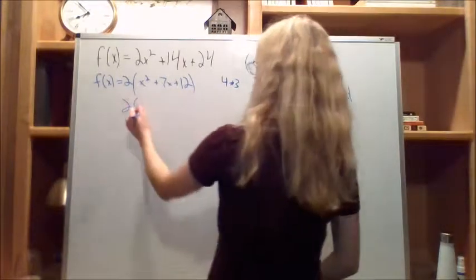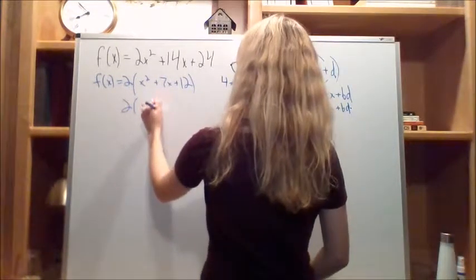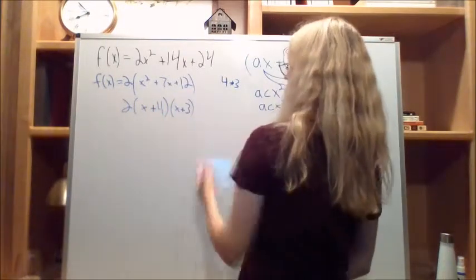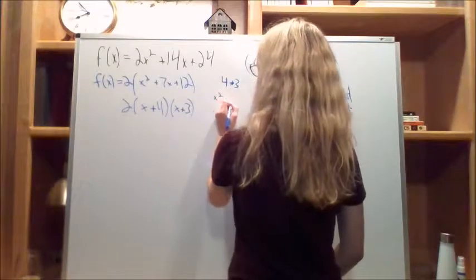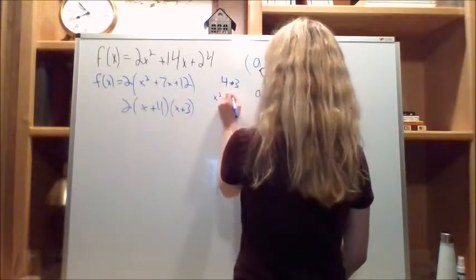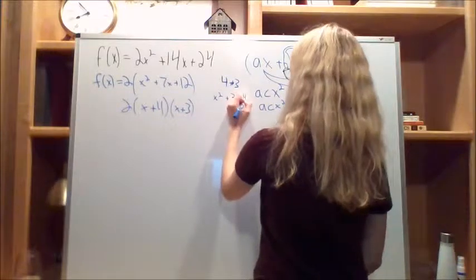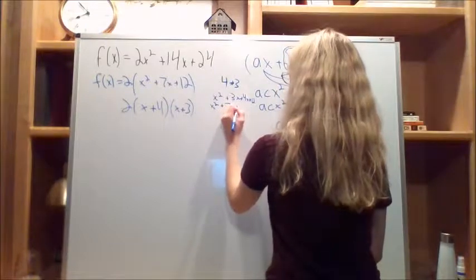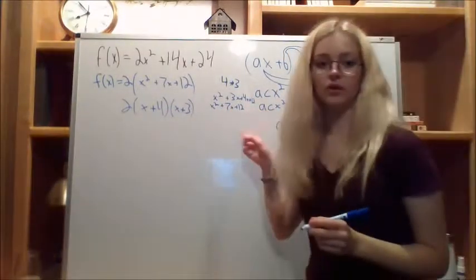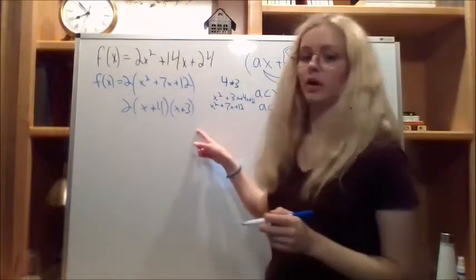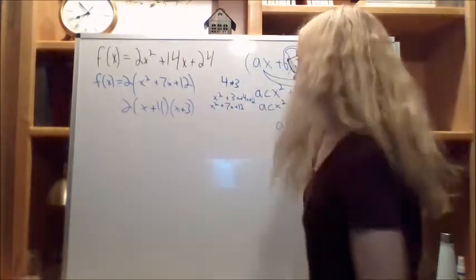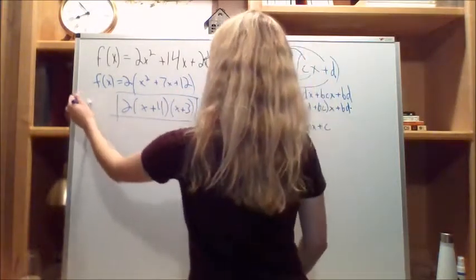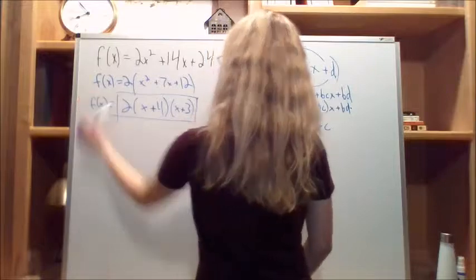So we know that if we go (x + 4) times (x + 3) and FOIL this out, we'll get x squared plus out, which is 3x, plus in, which is 4x, plus 12, which is x squared plus 7x plus 12. So we know we did it right. We can always check our work when we factor by just multiplying everything out again. So this will be our factored form of f of x.